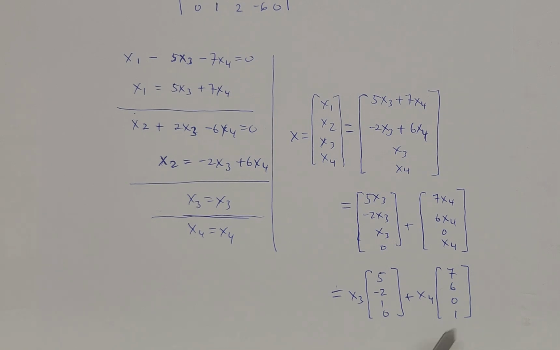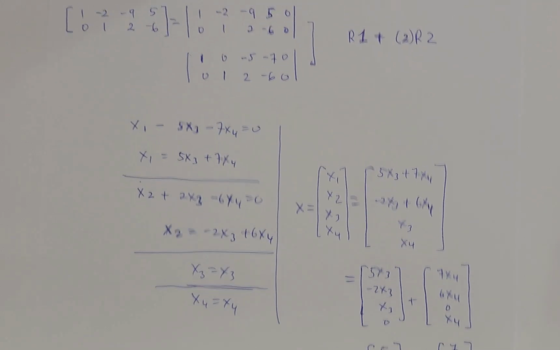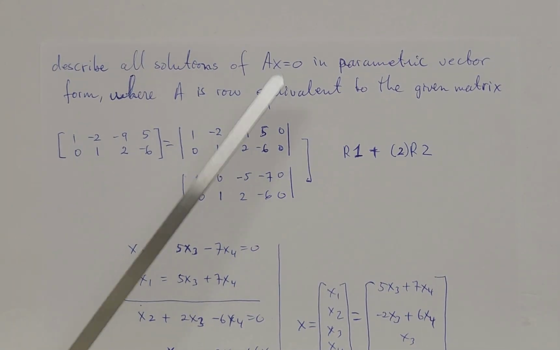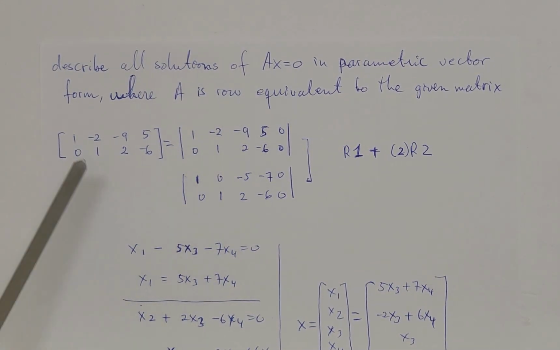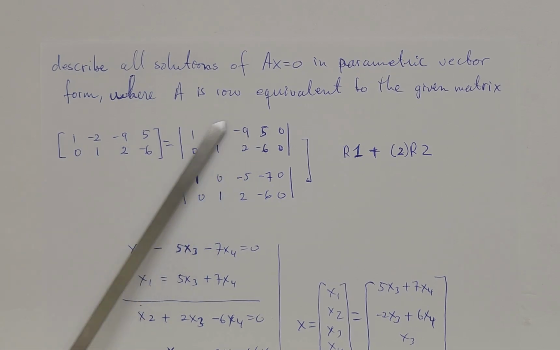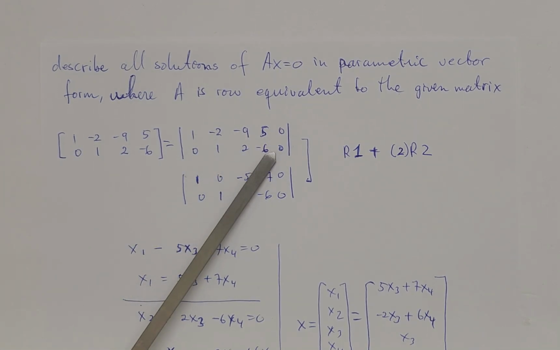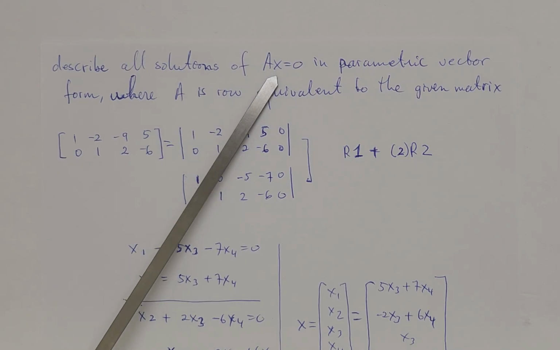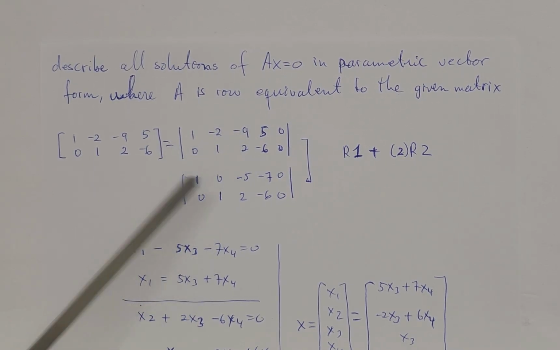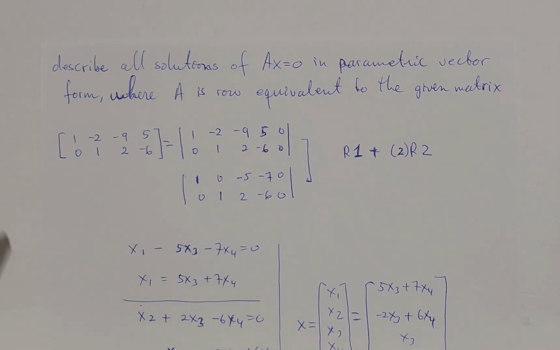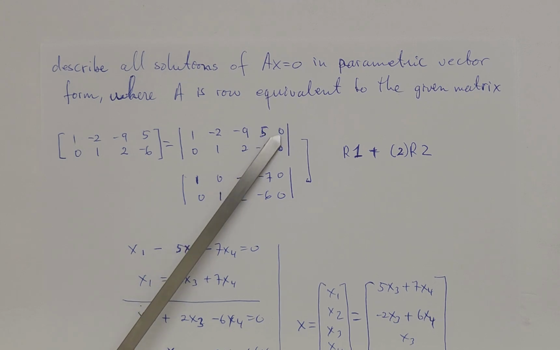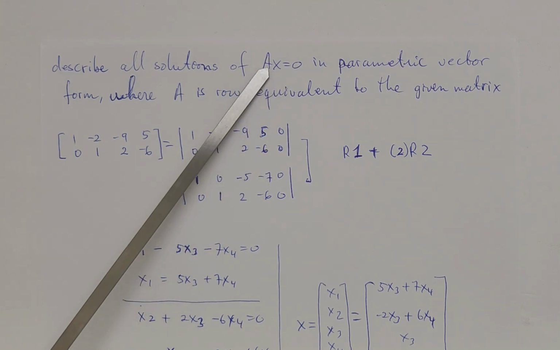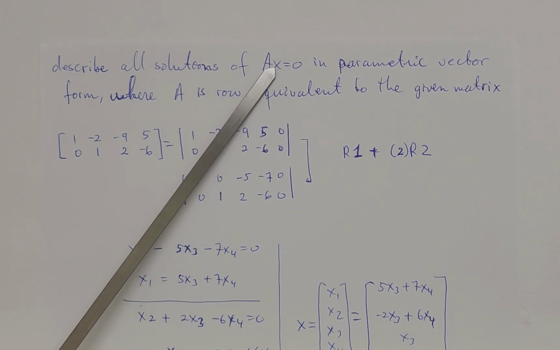So this is the answer we are looking for when we are doing Ax equals 0. This is my A, and this is my 0. We want to know the x parametric vector in this form. We are looking for this x right here in parametric form.